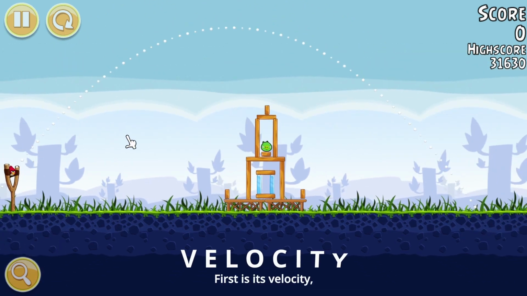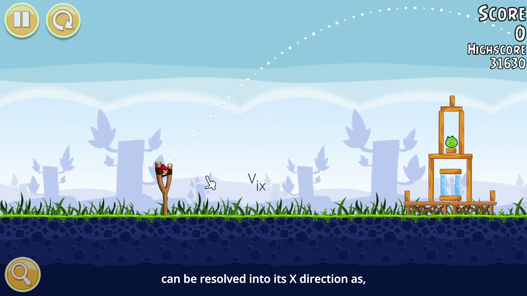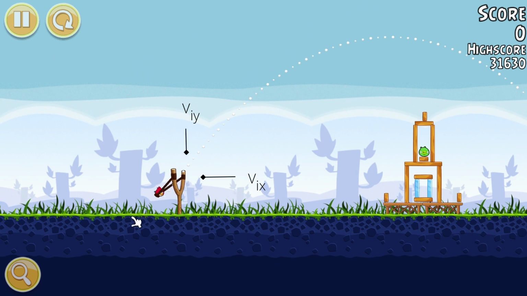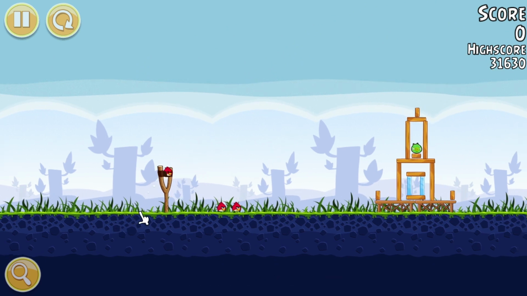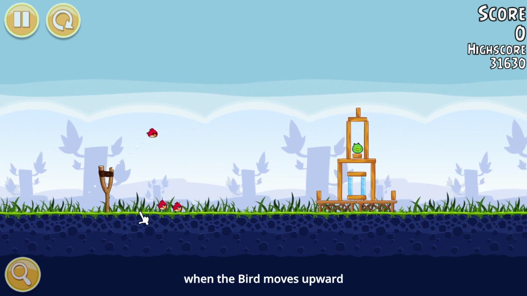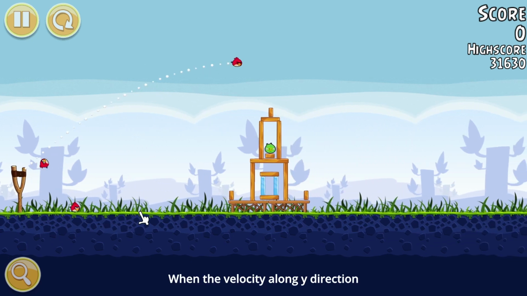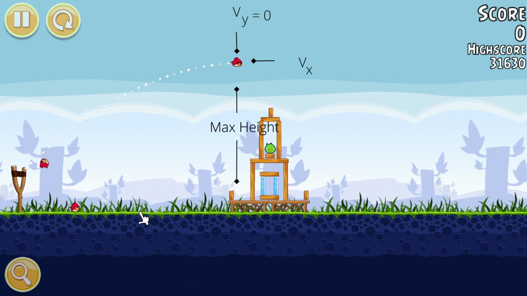First is its velocity. Initially, the bird has an initial velocity. This initial velocity can be resolved into its x direction and y direction components. This means that the bird is moving upward while moving to the right. When the bird moves upward, the velocity in the x direction is constant, while the velocity along the y direction is approaching zero. When the velocity along the y direction is equal to zero, the bird is at its maximum height from the ground.